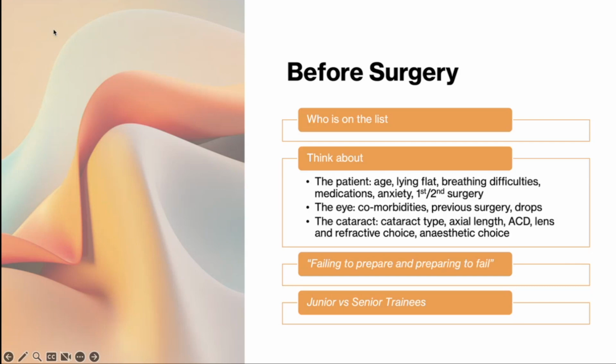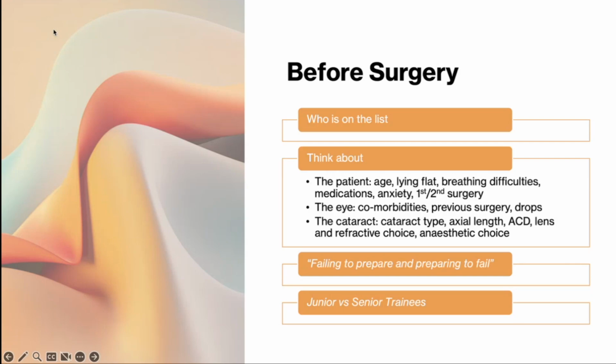And then the cataract itself. So what kind of cataract is it? And then I sort of put this within the cataract. The axial length of the patient is useful to know before you've gone in. The anterior chamber depth, and then the lens choice is always useful to have before you've gone into surgery, because then you can sort of jig things around if you need to, and you also know what the refractive aim of the patient is, because the last thing that you need is somebody turning up on the day and changing their mind about whether or not they want emmetropia or low myopia.